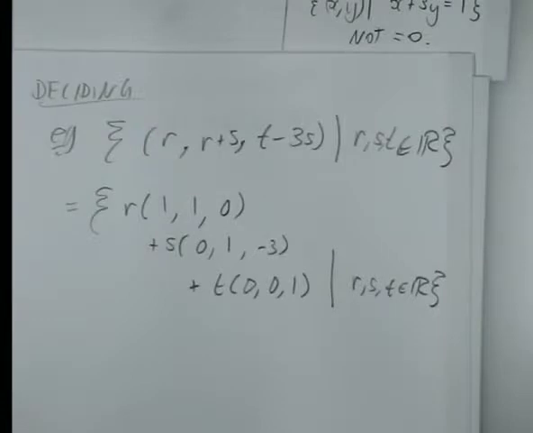And now what I've managed to do is say that it's actually r of a vector plus s of a vector plus t of a vector, where the r and s and the t can be anything I want. I'm allowed to choose all possible r, s's and t's in the real numbers. That means it's a span, because that's what span is.